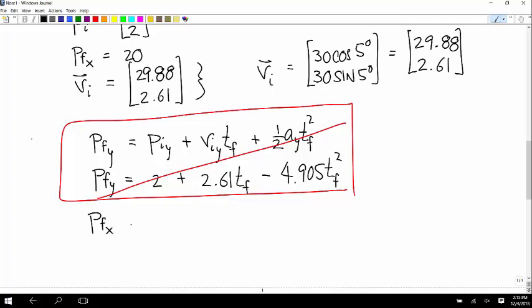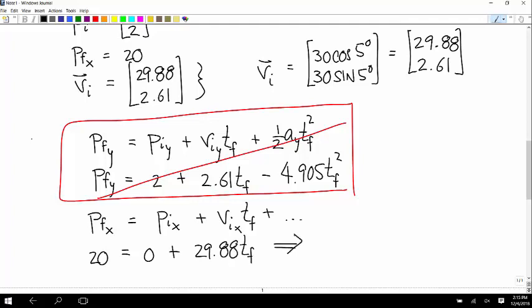So PFX is equal to PIX plus VIX TF plus 1/2 blah, blah, blah. But the x component of the acceleration is 0, so that goes away. Okay, so PFX, we know that's 20. So 20 is equal to 0 plus 29.88 TF. And that gives you something like TF is equal to 0.67 seconds.